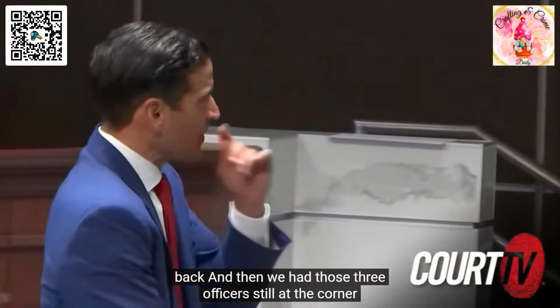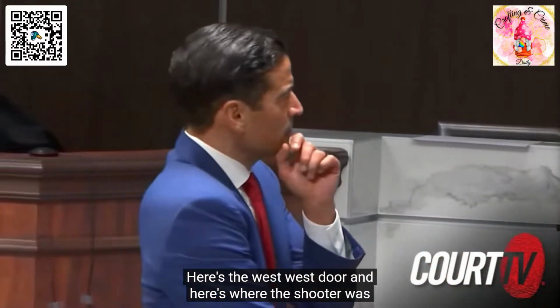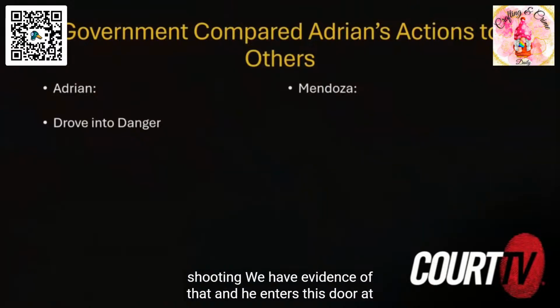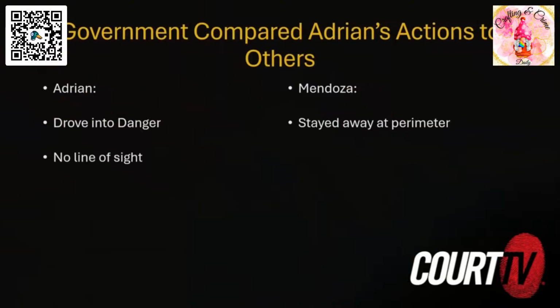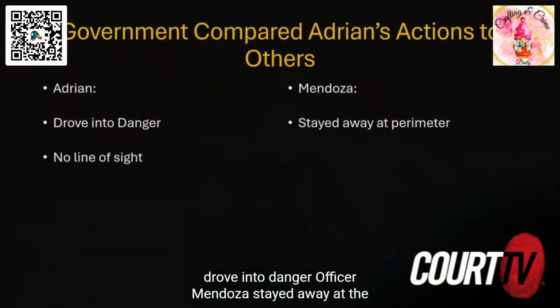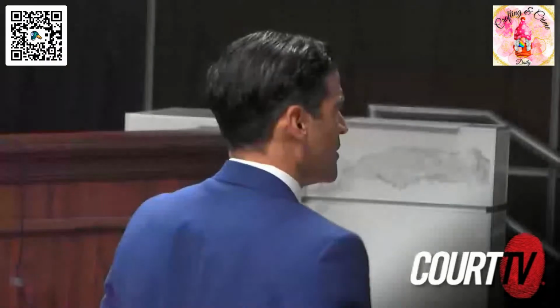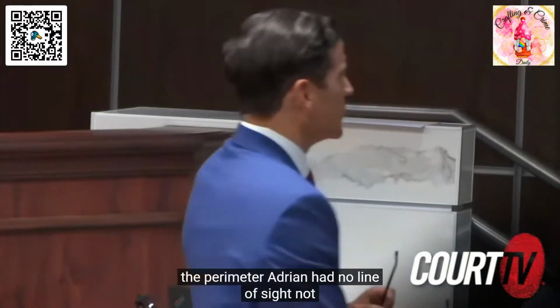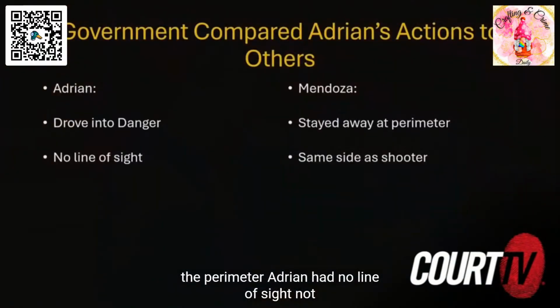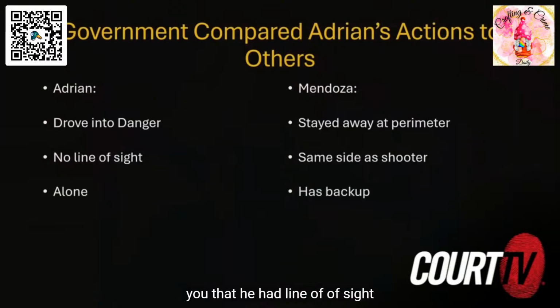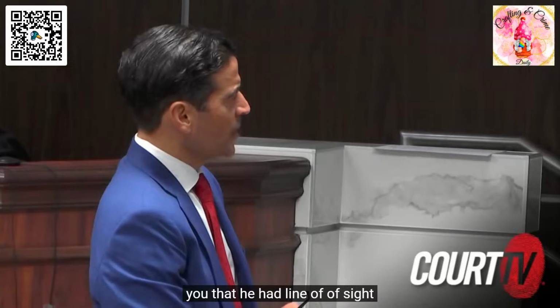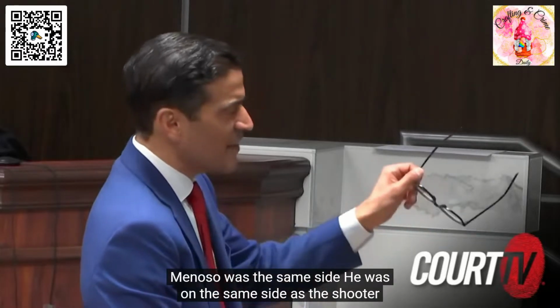So let's compare Adrian and Officer Mendoza. Adrian drove into danger. Officer Mendoza stayed away at the perimeter. Adrian had no line of sight, not contested. Christina's not going to come up here and tell you that he had line of sight. Mendoza was on the same side as the shooter. Adrian was alone. Mendoza had backup. Adrian was one of the first 5 in the building.